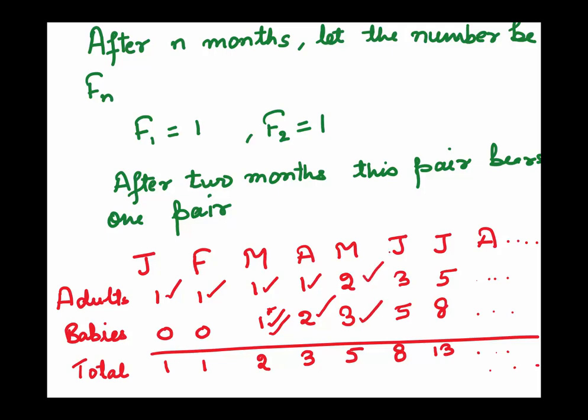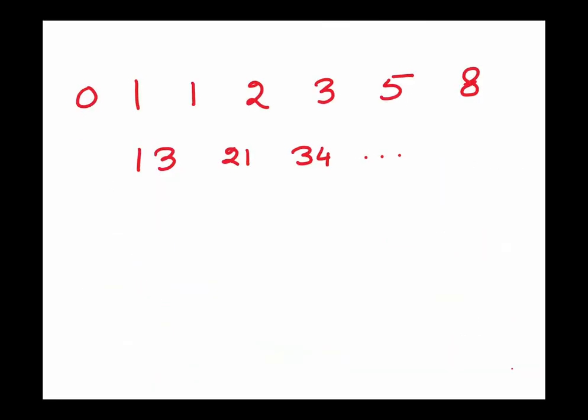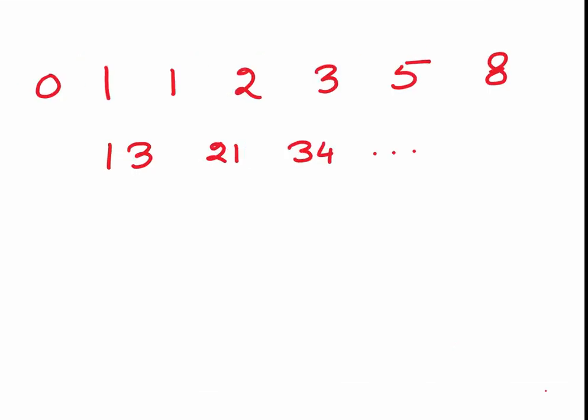If you take the total in January, the total number of pairs of adults and babies is 1. We are adding 1 plus 0. In February, it is 1. In March, we have 1 plus 1, 2 pairs. In the month of April, we have 1 plus 2, 3 pairs. In the month of May, we have 2 plus 3, 5. So that is how it goes. Let's write the total number of pairs once again. So we are starting with 0. 0, 1, 1, 2, 3, 5, 8, 13, 21, 34. That is how it goes.